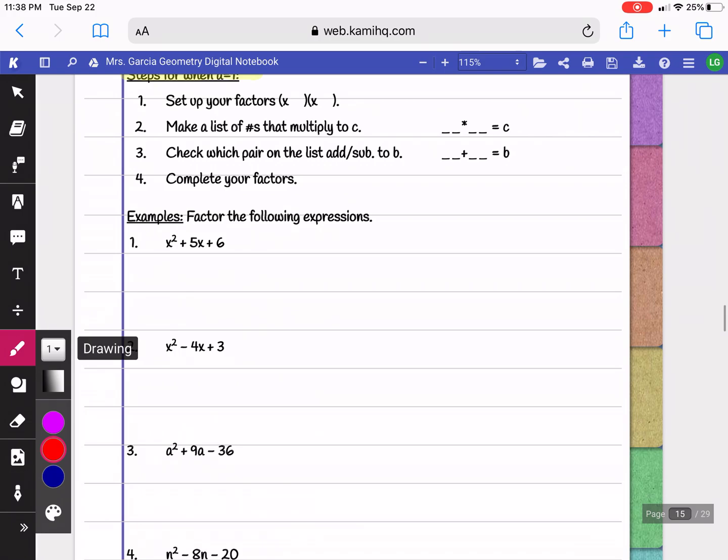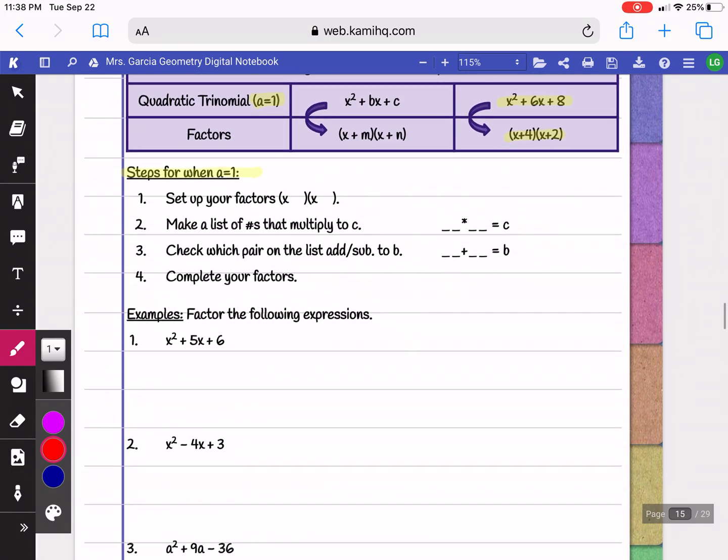So first we set up our factors, and we make a list of numbers that multiply to c. C is the last term in your expression. And then you want to see which of those pairs on that list add or subtract to b, which is the middle term on your expression. And then you can complete your factors.